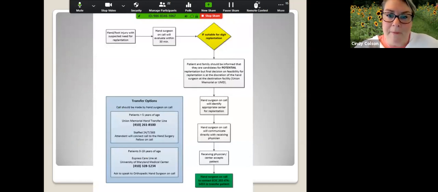And in our trauma and burn manual, this is a copy of the page of our replantation algorithm of how things go. And so that's the crux of the review of the activation criteria.